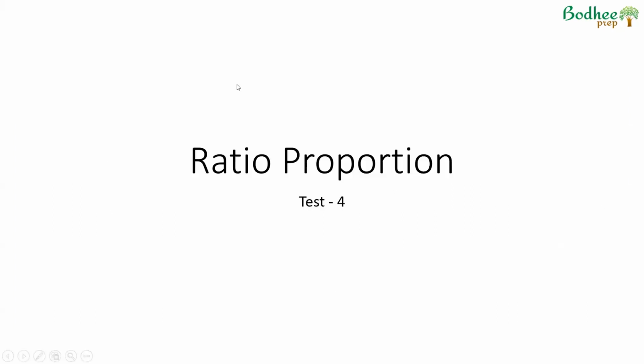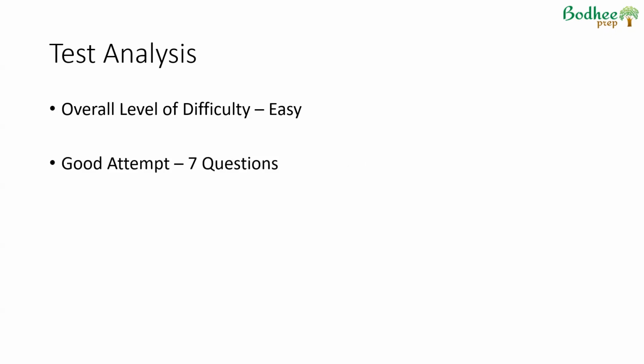Now, this test is ratio proportion based. Test number 4, as mentioned in the app. In terms of analysis, overall, the level of difficulty would be easy. The number of questions that could be attempted here would be around 7 questions, and the ideal time for going through the test would be about 21 to 24 minutes.